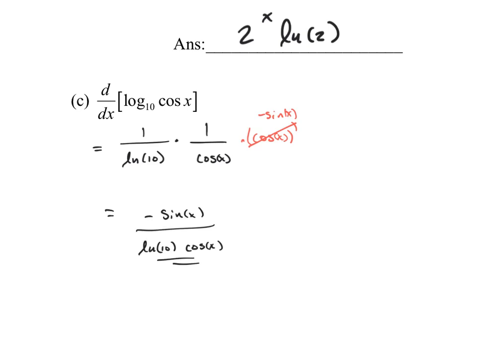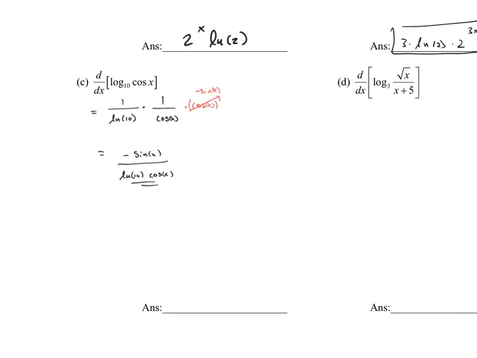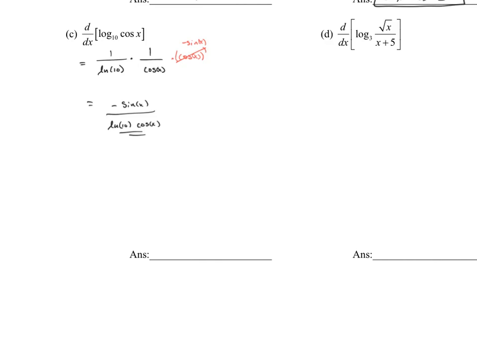So, in my personal opinion, not difficult at all. The only pain is remembering every single one of the parts. So be very, very careful with this. I'm going to leave it as negative sine x all over the natural log of 10 times cosine of x.